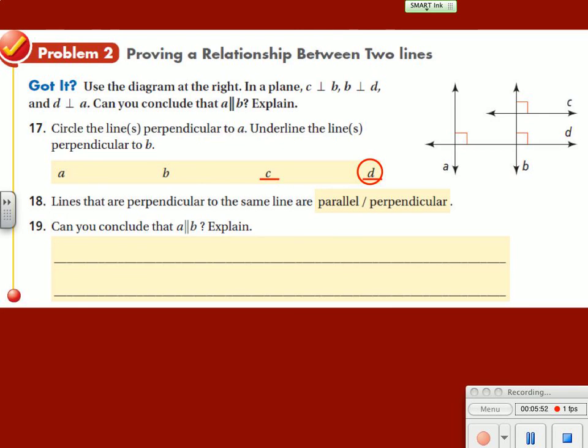Therefore, we can conclude that A is parallel to B because line D is perpendicular to both lines. Okay, and also we can say A is parallel to B. Common sense tells us that since C is perpendicular to B, it is also perpendicular to A.